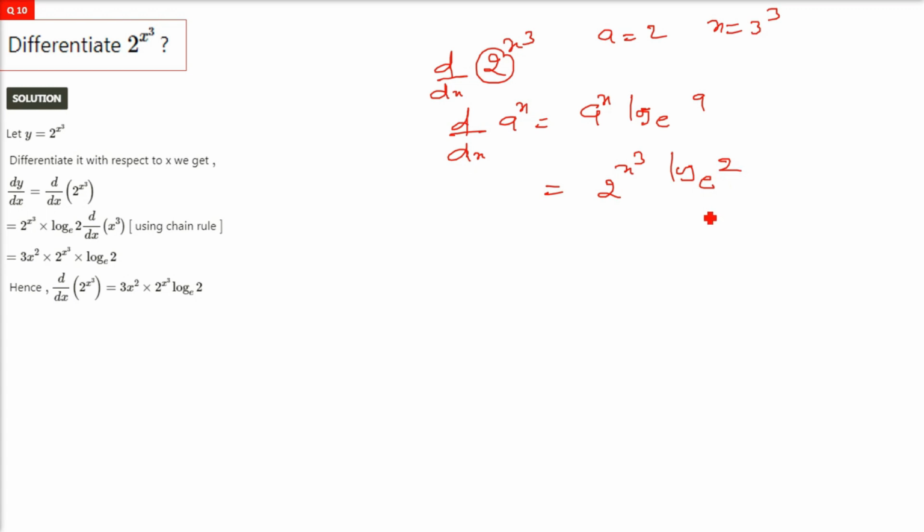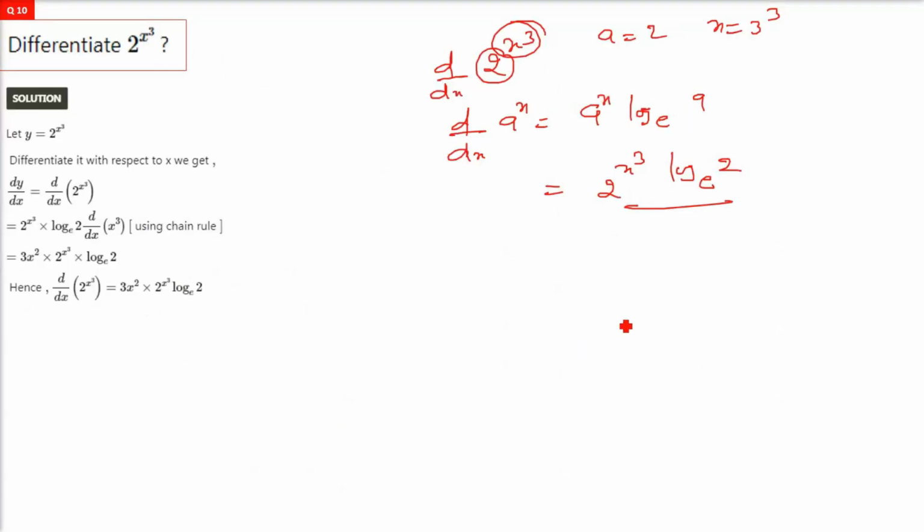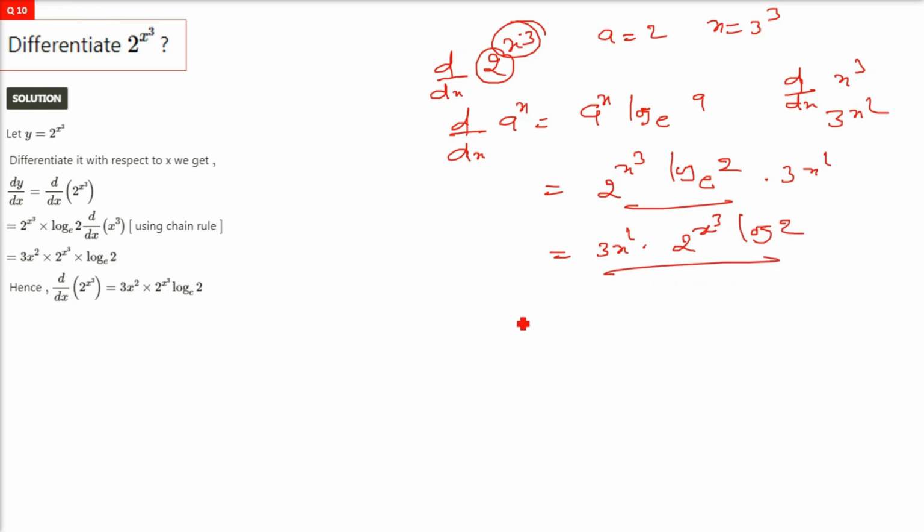You have to differentiate x cube also. So x cube will be 3x square. This is a standard result, because of the formula we already know. But because of the chain rule, you have to differentiate x cube as well. So d by dx of x cube is going to be 3x square, from x to the power n minus 1. But you always write this in the front. So 3x square multiplied by 2 to the power x cube log 2. Don't write base e. It's understood.